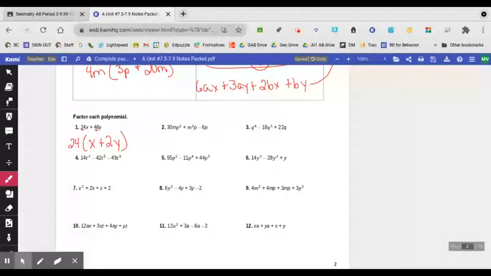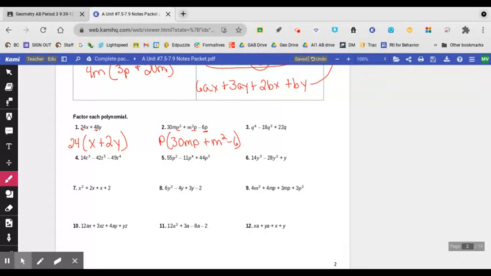Number 2, notice my middle term only has a coefficient of 1, therefore my number is only 1. I'm looking for the largest exponent of each variable that's in both. This last term does not have an m, therefore I cannot use m. They do, however, all have a p. So my greatest common factor is p, so it's p times 30mp, because p times 30mp would give me 30mp squared, plus m squared minus 6.